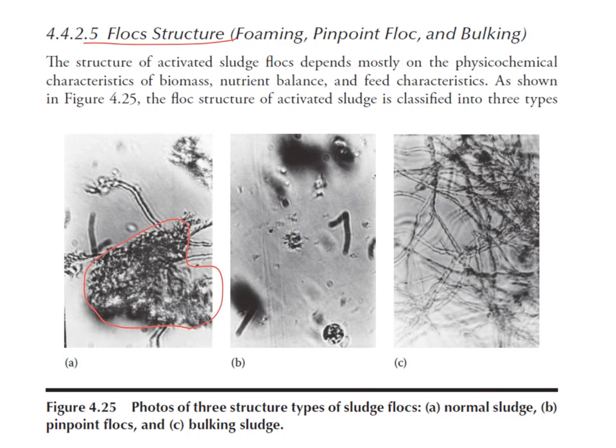Another problem is the problem of pinpoint flock, which means the flock is disintegrated. Another problem is the bulking problem, and in this case, we still have microbial flock, but this microbial flock has many filamentous bacteria, which actually affect the settleability of these flocks. So this is flock, but not a well-structured flock, so it's not very good for conventional activated sludge operation.